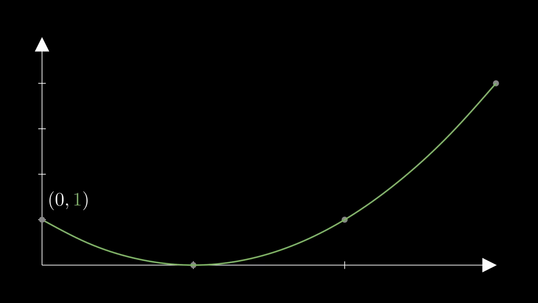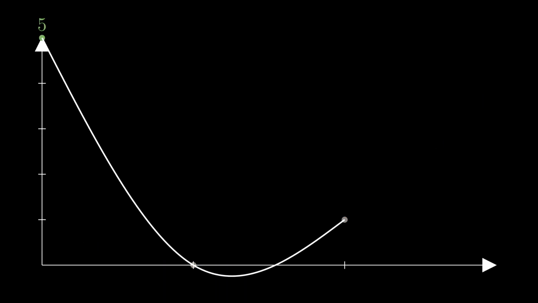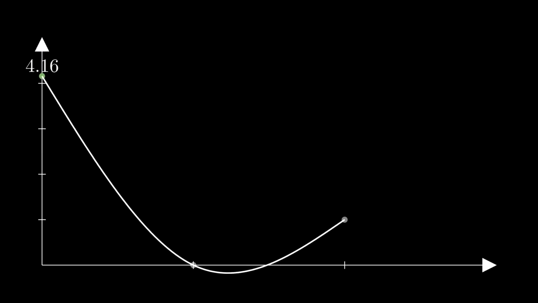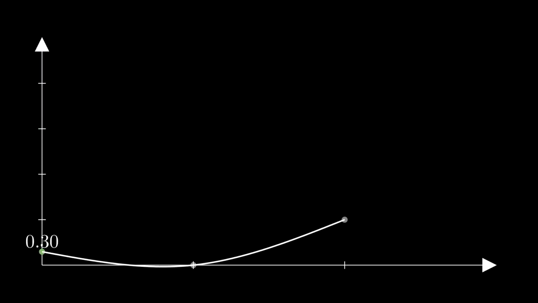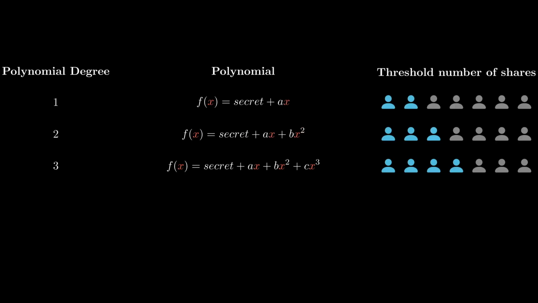Then any 3 friends can come along and recover the same quadratic curve that was used to create these 10 points. Note that if we pick any 2 points out of the 10 points, you would find that there can be an infinite number of quadratic curves that can pass through the 2 points, each of which will intersect the y-axis at different points. This means that no information is leaked about the secret if you have less than 3 points. By now, you might be able to see a pattern here.